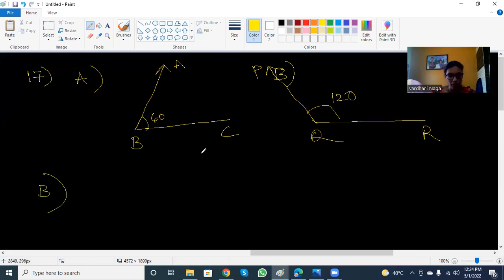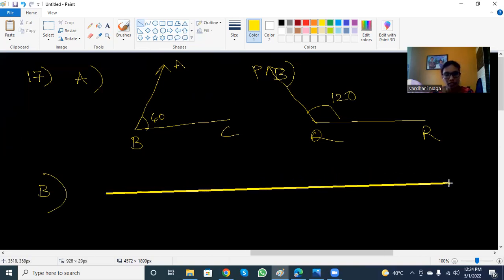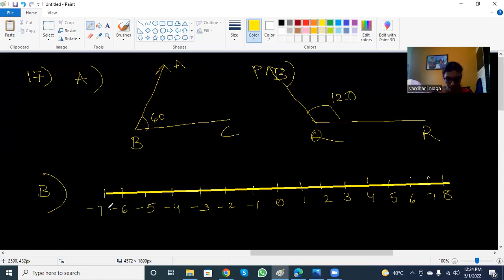B. Represent the following integers on a number line. So draw one number line. You can take one number line and write all the numbers on it, or else you can take different number lines for each bit and draw them. Draw 1, 2, 3, 4, 5, 6, 7, 8 with a ruler only. Then on the other side, -1, -2, -3, -4, -5, -6, -7.